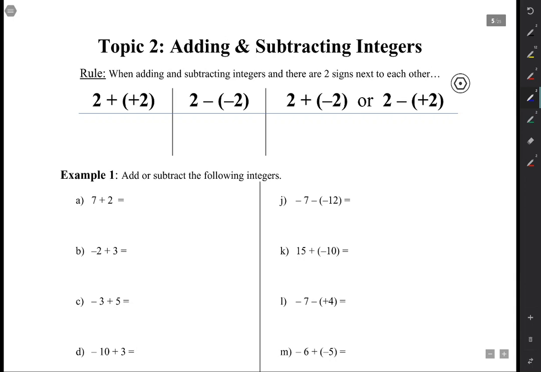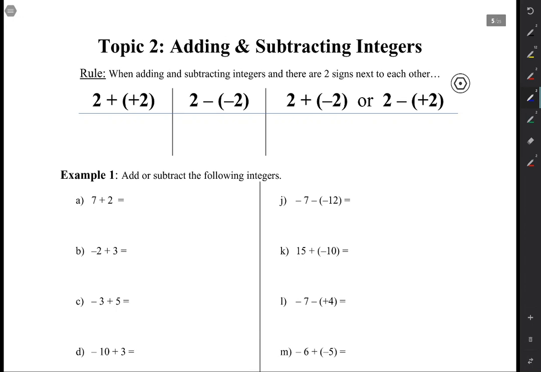We are now going to look at topic 2, adding and subtracting integers. And this one we have looked at a bunch in class. So this one will be a lot easier than topic 1, where it was kind of confusing and we learned some new things. This one you should be pretty comfortable with already. So let's look at the rule.